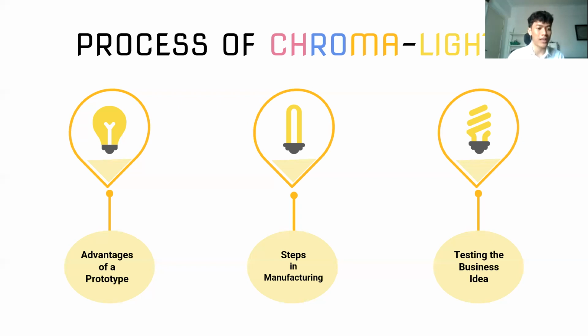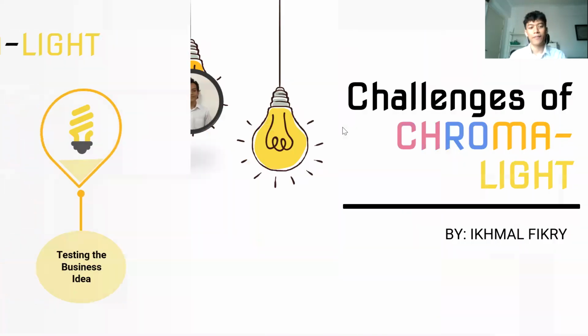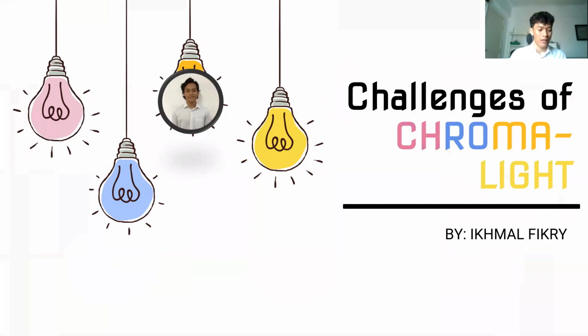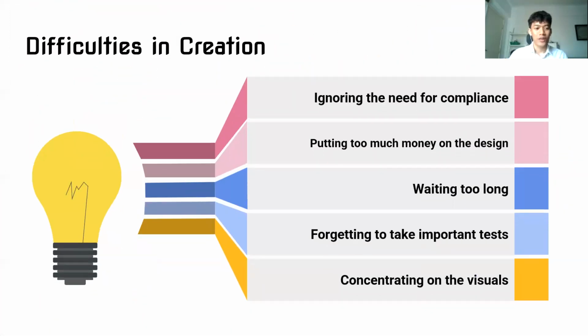So the next part is challenges in making a prototype. First is difficulties in creating this particular prototype. It is never to ignore the need for compliance. So if you live in Malaysia, you know that all electric appliances have to go through Sirim, to know how many kilowatts you are using and all sorts of things. So this is one of the most difficult aspects of developing this prototype.